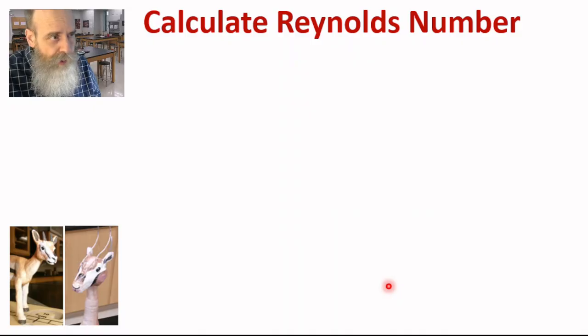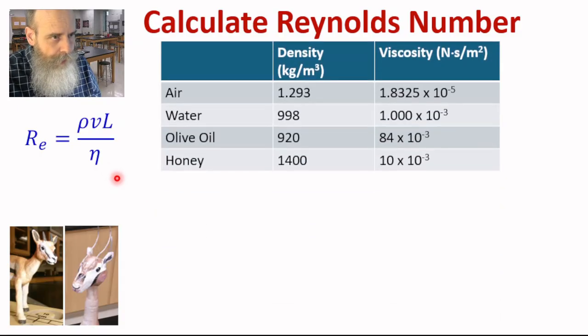Let's calculate the Reynolds number for a few cases. The Reynolds number is rho VL over eta. Here's the density and viscosity for different fluids. For air, the density is 1.293. And for liquids such as water, olive oil, and honey, it is much higher, up to 1400 for the honey. For viscosity, for air, it is the lowest, 1.8325 times 10 to the negative 5. Then it is larger for the liquids, 1 times 10 to the negative 3 for water, up to 84 times 10 to the negative 3 for olive oil.